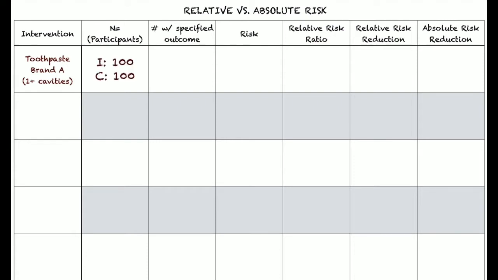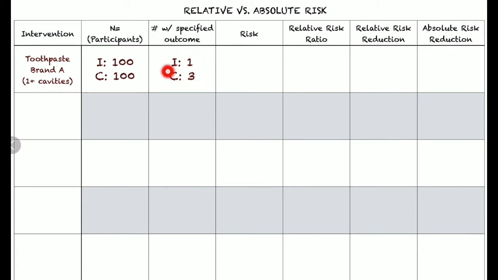We have 100 people in the intervention group and 100 people in the control group. What that means is 100 people have used the toothpaste in this trial, and 100 people act as the control group, so they did not use this particular toothpaste. They just did whatever they do normally in their normal life, and that is the control group. In this hypothetical example, let's say one person in the intervention group gets a cavity. That's what we're looking for, the specified outcome. We're looking for people who got at least one cavity.